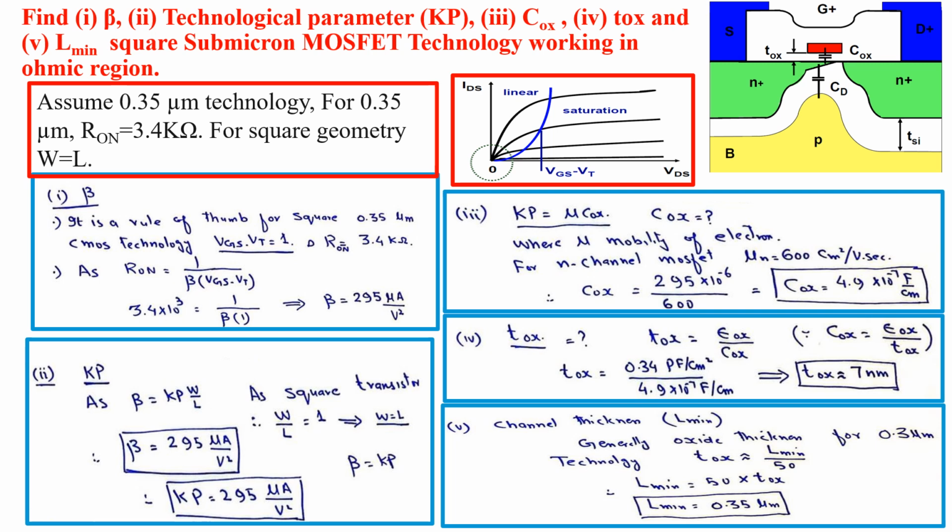So in this way, very little information is provided, but we use the standard 0.35 micrometer technology working in the ohmic region. We can calculate many parameters like beta and the technological parameter, capacitance of oxide, thickness of oxide, and the length of the channel. Thank you.